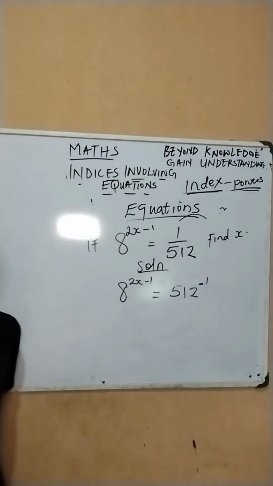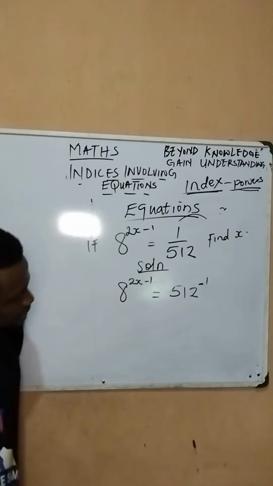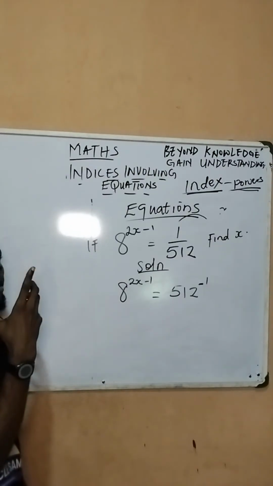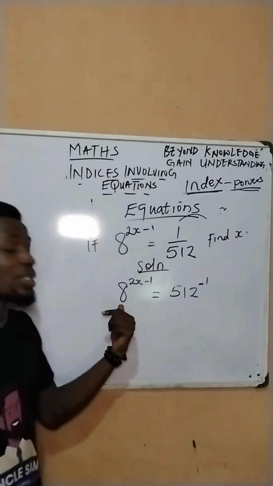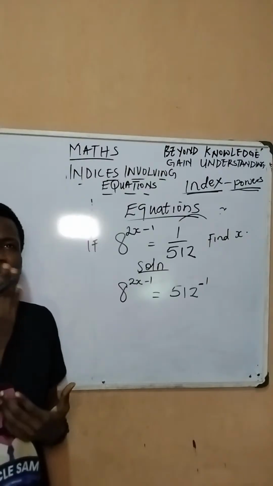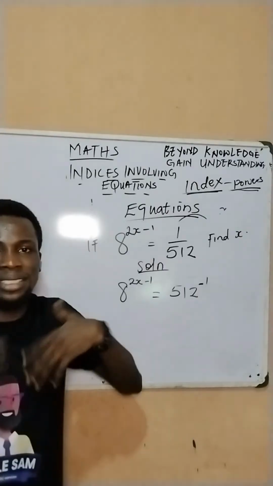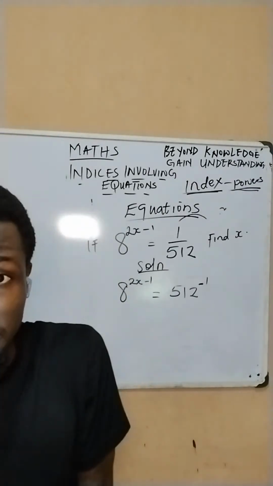So when I do that, the next thing to reason out here is we already have 8 as a base here. What can we do to this 512? Is there a way we can reduce it? Because 8 on the left hand side has already given me a clue. It's not mathematics alone, it's about curiosity, and that's what science also brings. It's about curiosity.